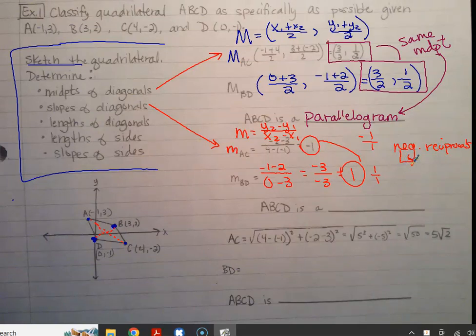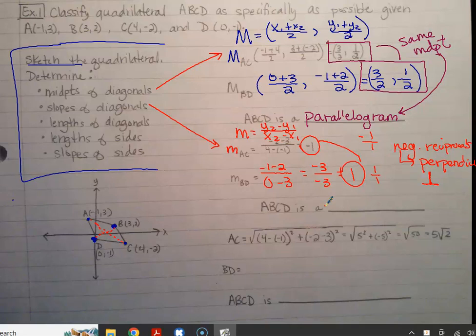The lines are parallel, perpendicular, or nothing special? Perpendicular, yeah. When we have those slopes that are negative reciprocals, it means they're perpendicular. I'll draw that symbol. So now what do we know? We know ABCD is a parallelogram. We know the diagonals are perpendicular, so what shape can we say that it is now?